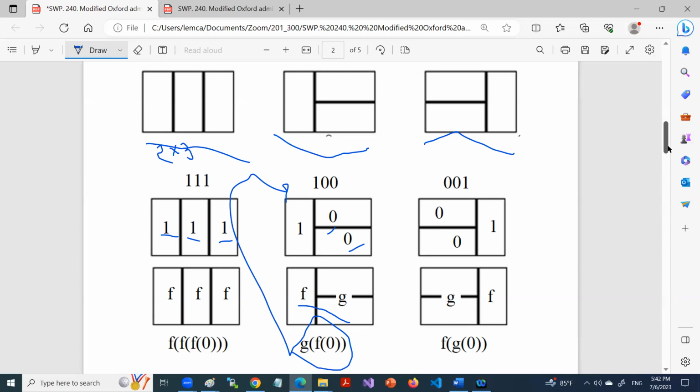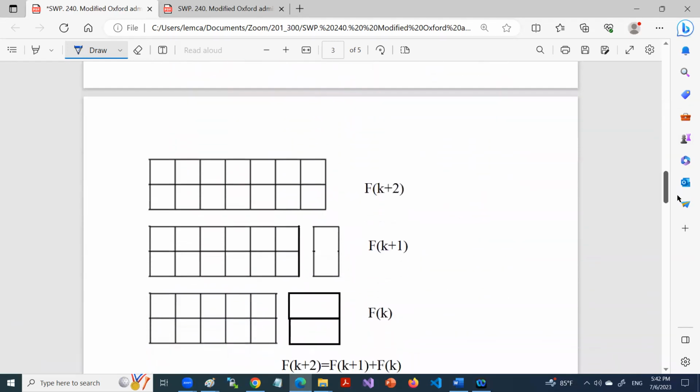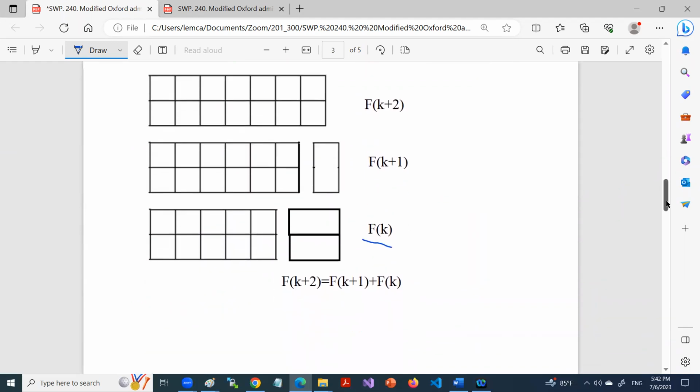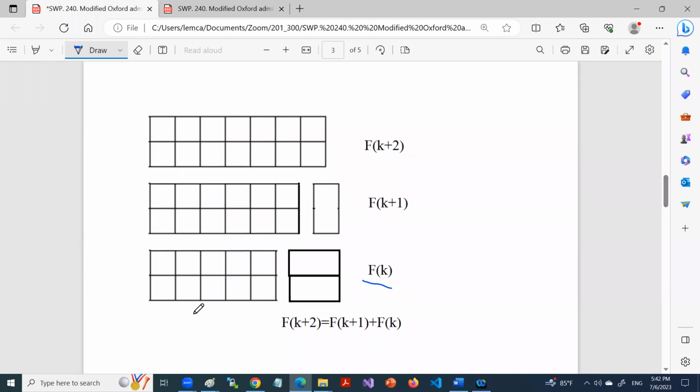Denote the number of different ways to compose rectangle 2 by k as f of k. We can compose rectangle 2 by k plus 2 from rectangle 2 by k plus 1 by appending a vertical domino, or from rectangle 2 by k by appending 2 horizontal dominoes. It means that f of k plus 2 is equal to f of k plus 1 plus f of k.